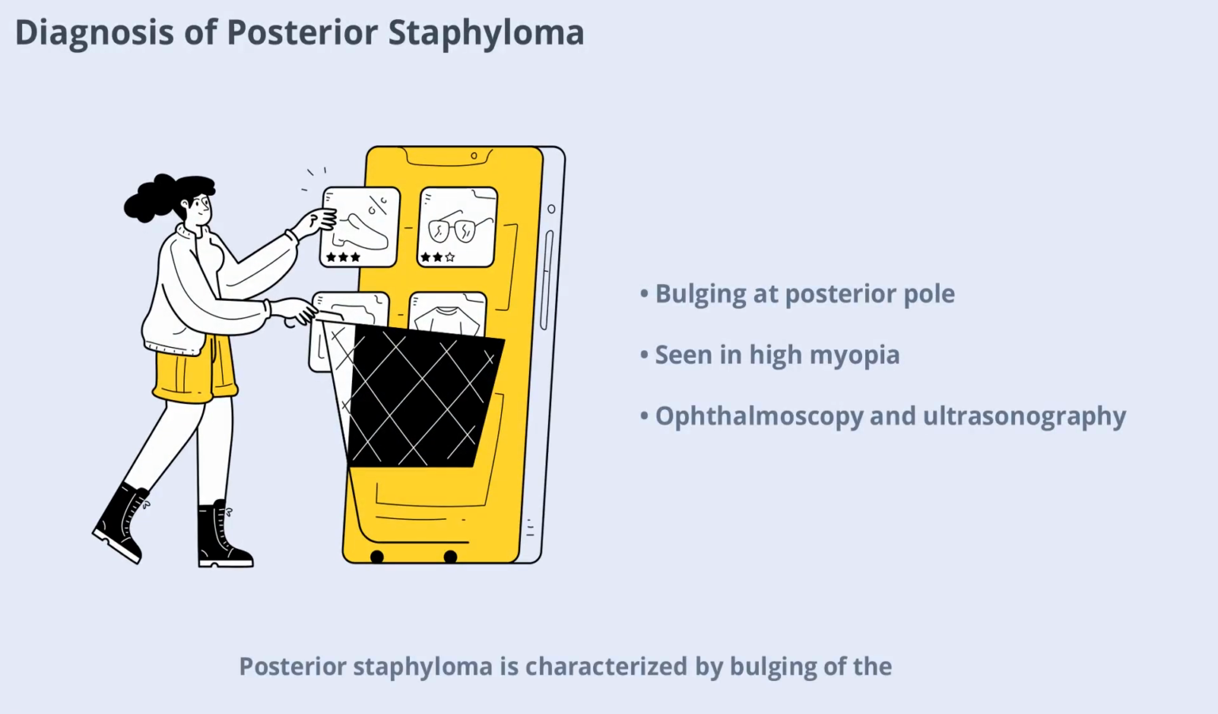Posterior staphyloma is characterized by bulging of the sclera and choroid near the back of the eye, often seen in high myopia. It can be identified by ophthalmoscopy, which reveals chorioretinal degeneration and kinking of retinal vessels over the staphyloma. If the media is opaque, ultrasonography can aid in diagnosis.